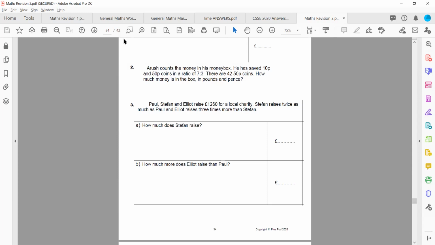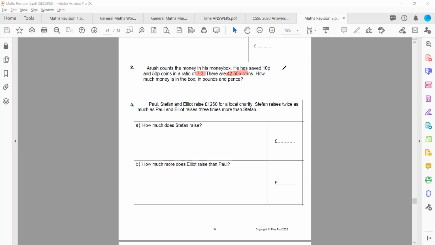So if we have a look at question number 2 in the ratio and proportion, this is a word problem where you have lots of information, and again, you need to pull the information out and work it through. So Arish counts the money in his money box. He has saved 10p and 50p coins in a ratio of 7:3. There are 42 50p coins. How much money is in the box in pounds and pence?